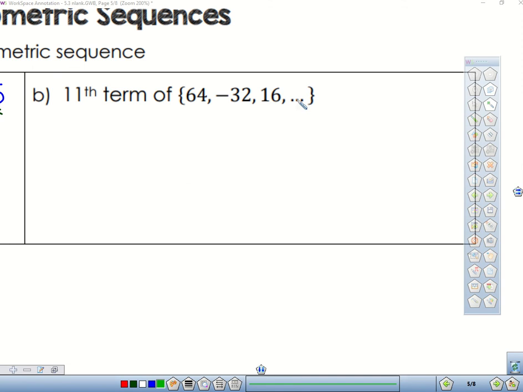All right, so for B, the first thing you're going to do is identify the first term, which is 64. And the next thing you're going to do is identify your common ratio. Now in this case, are my numbers descending or ascending? Descending. So my common ratio is going to be a fraction, or you could put it as a decimal. Now, it's going to be a negative, right? And what would I divide 64 by to get to 32? 2. So my common ratio here is negative 1/2.